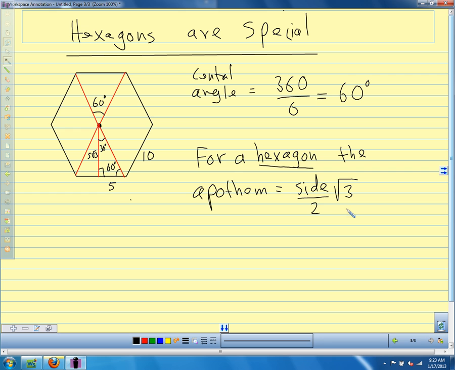So for a hexagon, all you have to know is the side length, and you can figure out the area because of this 30, 60, 90 triangle inside the hexagon. So the apothem is going to be the side length divided by 2, and you multiply that by the square root of 3. And we can find the apothem. We can figure out the perimeter by adding up all the sides, and we're set. So that's what makes hexagons special. We know the side length, we can figure out the area because we can figure out the apothem with this little 30, 60, 90 triangle inside.